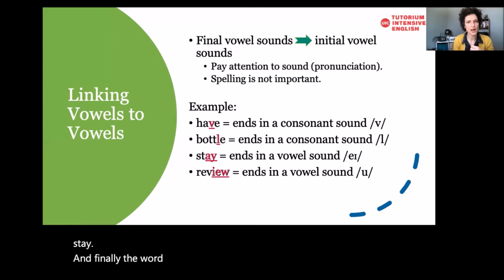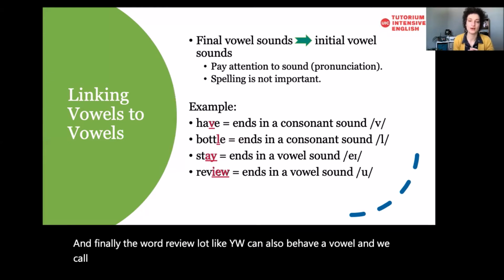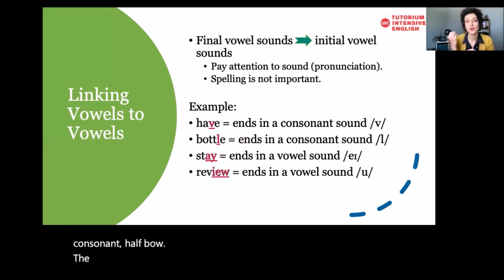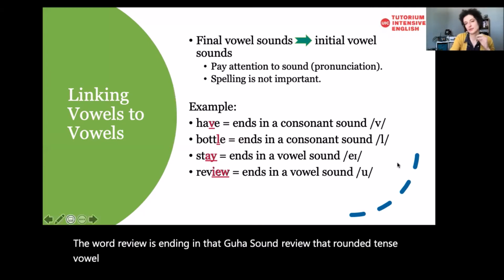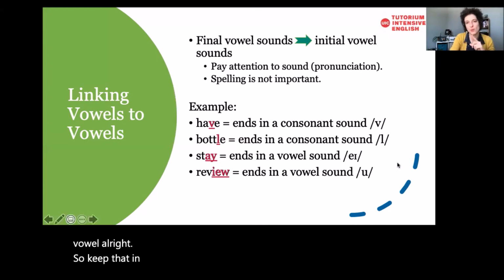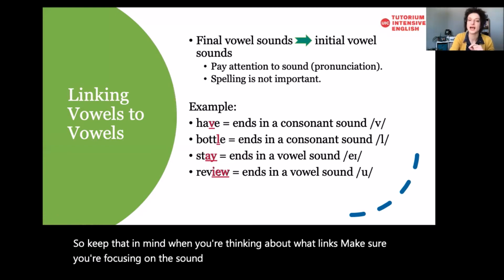A lot like Y, W can also behave like a vowel, and we call it sometimes a semi-vowel. It's kind of like a half consonant, half vowel. The word review is ending in that oo sound, review, that rounded tense vowel. All right. So keep that in mind when you're thinking about what links. Make sure you're focusing on the sound that you hear, not the letter that you see.